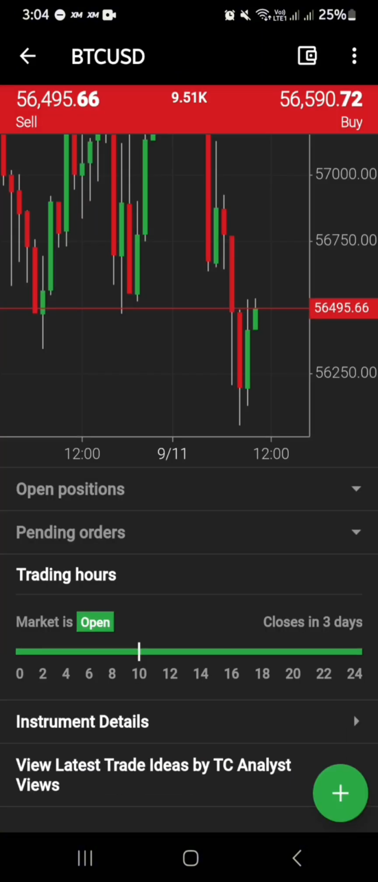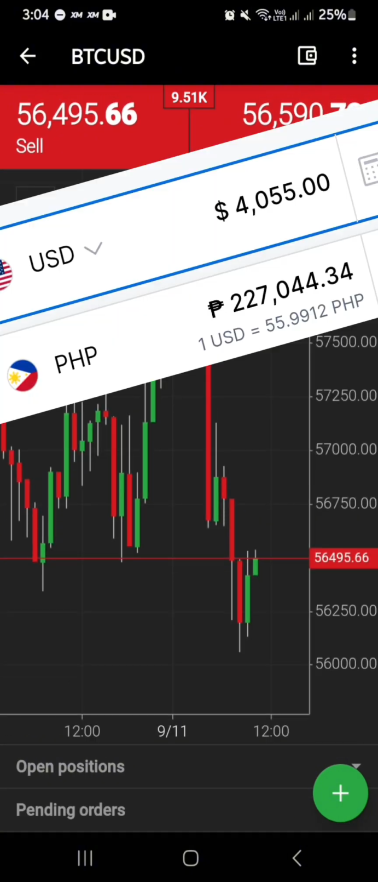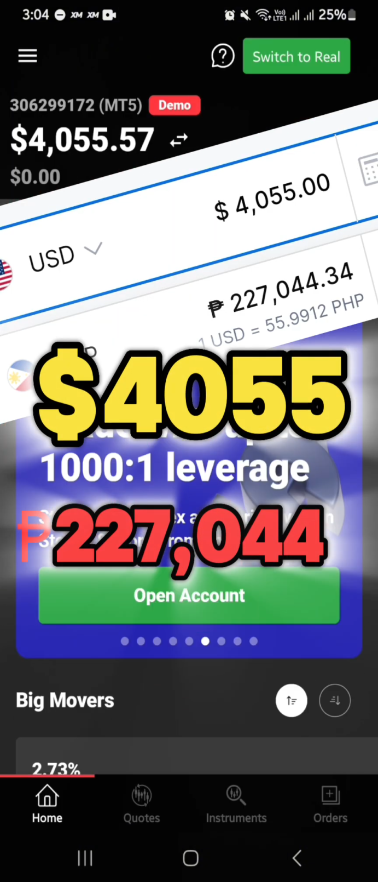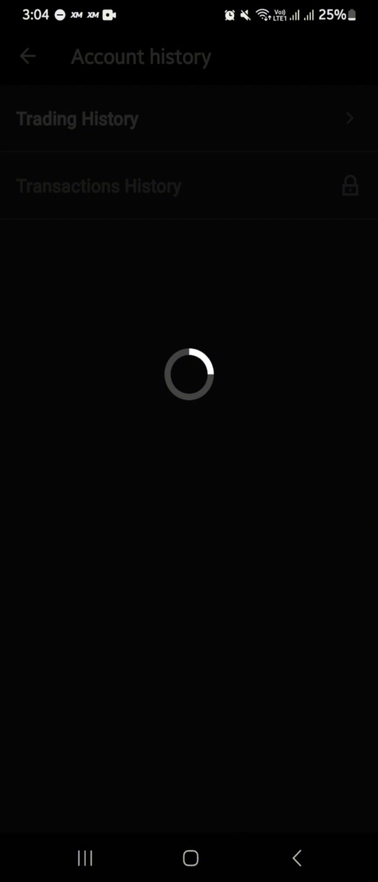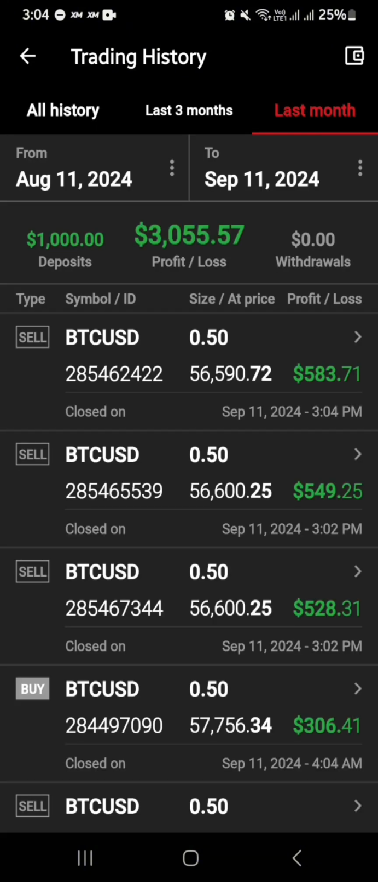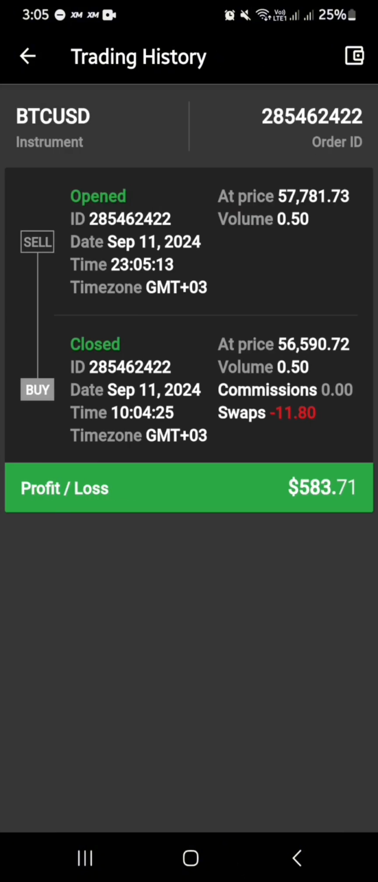So we close all the orders right now, and let's check out the balance on our account and show you how much we've actually achieved. As you can see, it stopped at 4,055, not 4,185. That's something called slippage, which happens because of the high volatility of Bitcoin. But you can see we did manage to get at least $500 plus on each of the trades, and that's a huge amount of money.